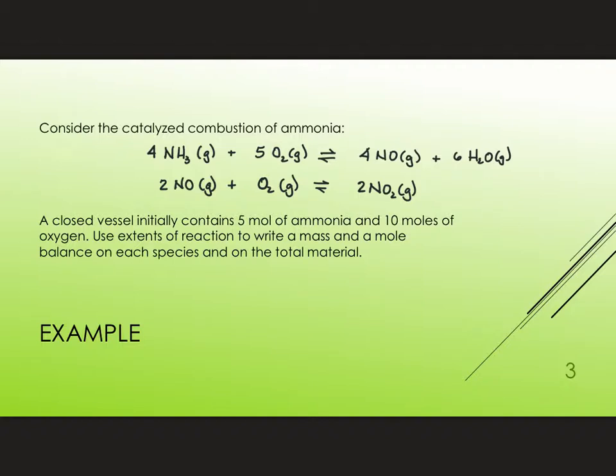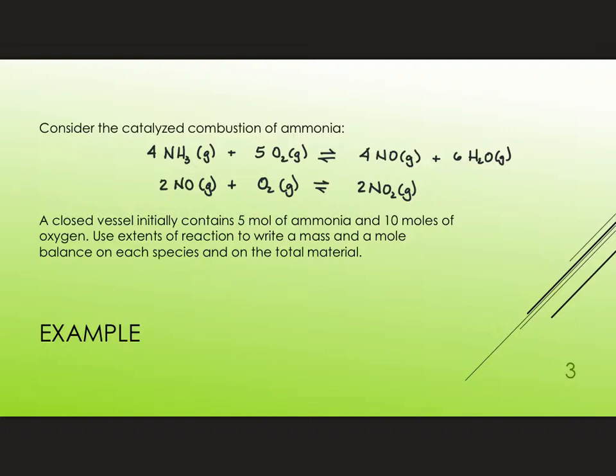We want to do this for the example here, the catalyzed combustion of ammonia. There are two reactions: 4 ammonia gas molecules plus 5 oxygen gas molecules make 4 NO and 6 water, all in the gas phase. But 2 NOs react with the O2 to make 2 NO2s. And so we're going to start with a closed vessel that initially contains 5 moles of ammonia and 10 moles of oxygen. And we want to use extent of reaction to write a mass and a mole balance on each species and on the total material.